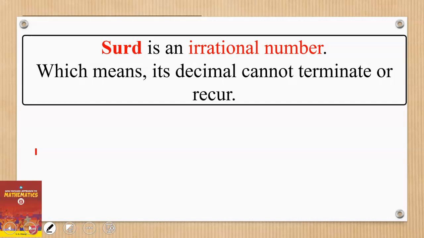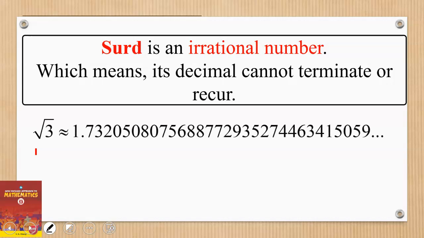What it means is that the decimal cannot terminate or recur. For example, if I take the square root of 3, the decimal of the square root of 3 will be 1.73205080 and so on and so forth. It will never terminate, it will never recur or repeat.